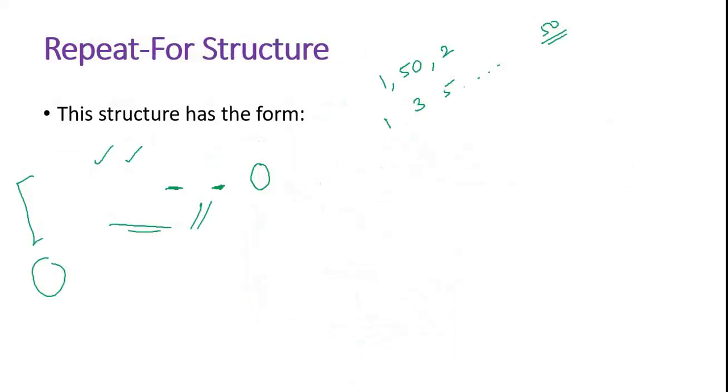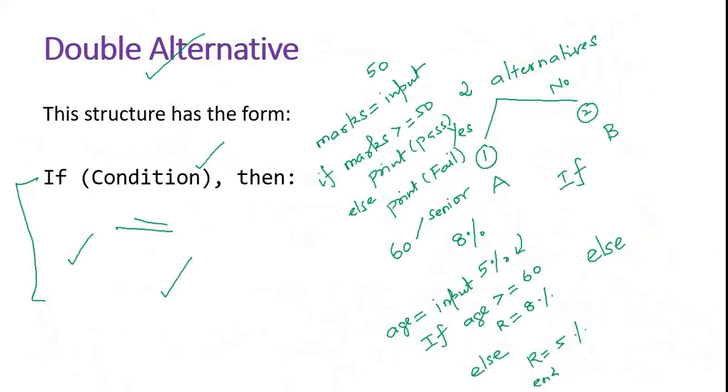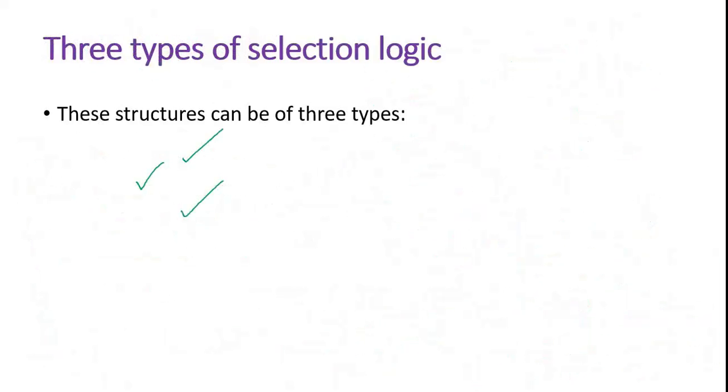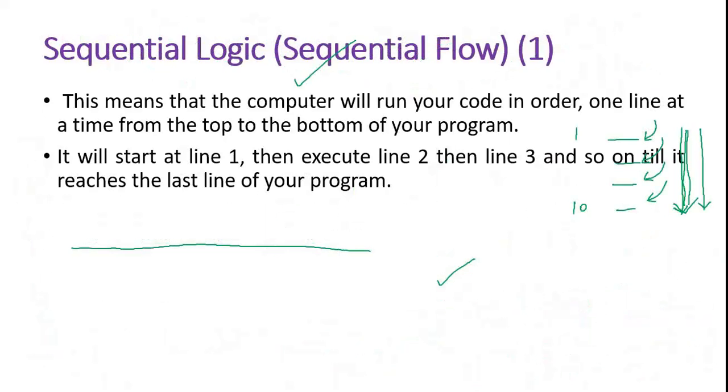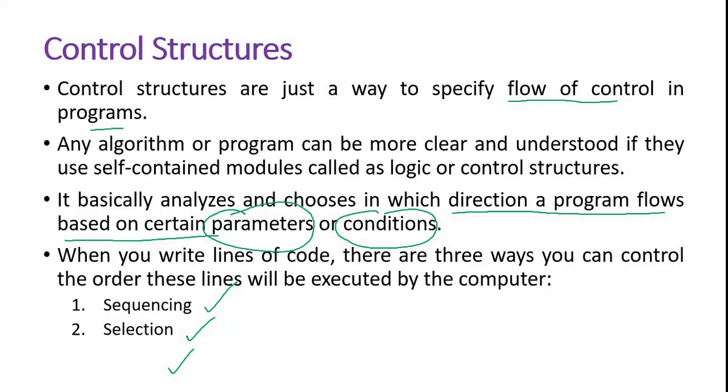So, control flow: how the flow of the program goes. There are three different types of control flow: sequential flow, selection flow, and iteration flow. In sequential flow, it goes line by line from top to bottom; all the lines are executed in sequence. Whereas in selection, based on the condition, only certain portions are executed. In selection, usually we use if statements. There are three different selection cases: single alternative, double alternative, and multiple alternatives.